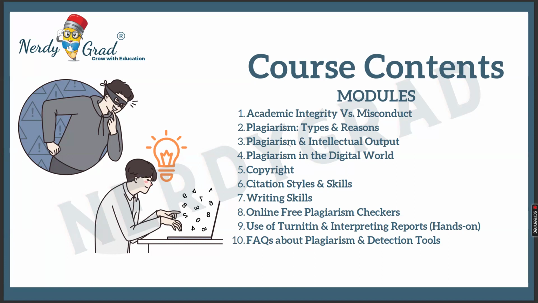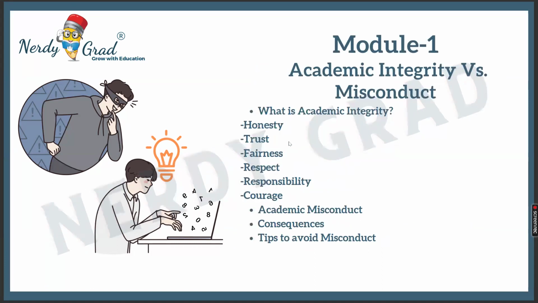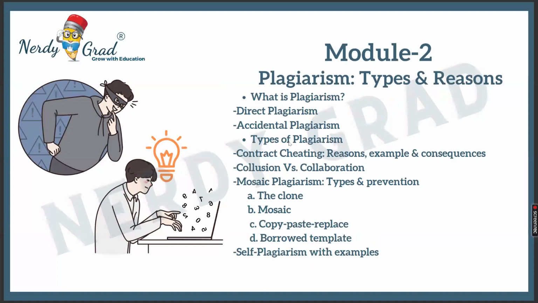So now let us have a deeper overview of each module. In module 1, which is on academic integrity versus misconduct, we will be talking about what is academic integrity, which highlights these 6 aspects: honesty, trust, fairness, respect, responsibility, and courage. And then we will look at academic misconduct, the consequences of misconduct, and certain tips you can use to avoid misconduct.